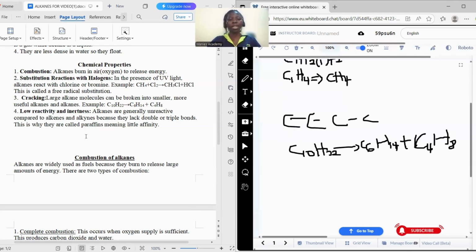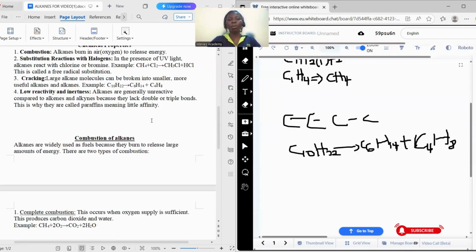Let's look at the low reactivity and inertness. It is also a chemical property of alkanes. Alkanes are generally unreactive compared to alkenes and alkynes because they lack double or triple bonds. This is why they are called paraffins, meaning little affinity. The single bond in alkanes makes alkanes less reactive, giving alkanes low reactivity.